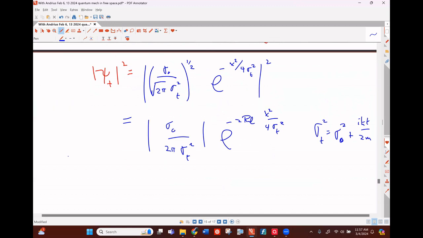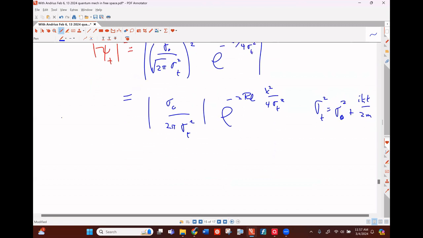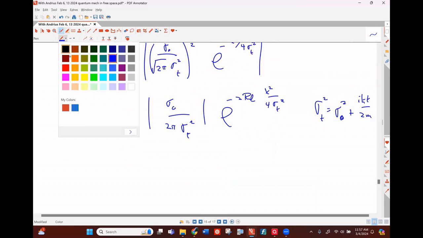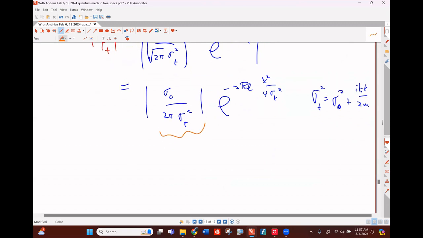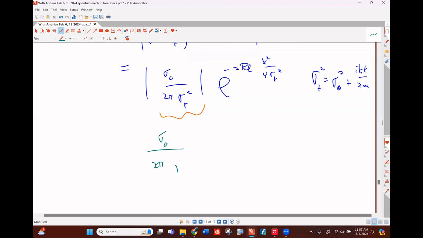All right. So let's just work out each one of these independently. This first part right here, we'll just chew on that for a bit. That's going to be, well, sigma naught is just a positive constant, and we have 2 pi. And then we just have to take the modulus of sigma t squared.